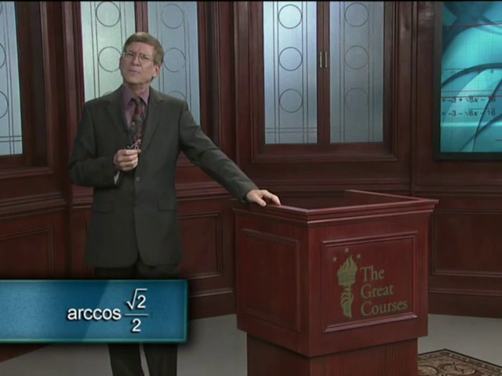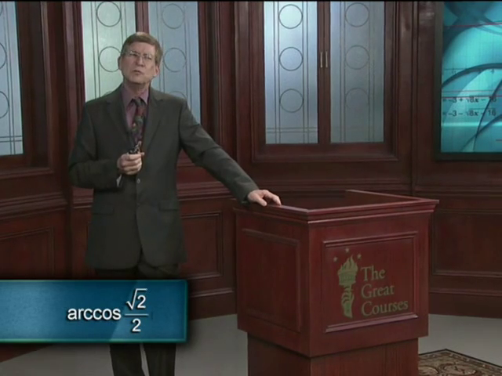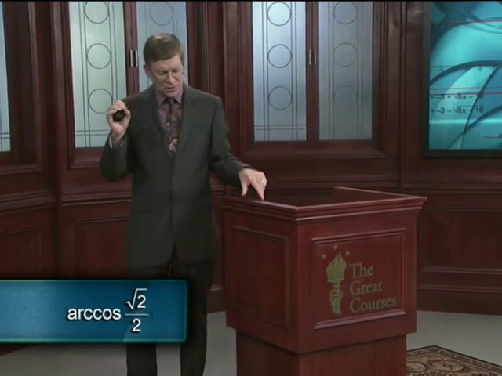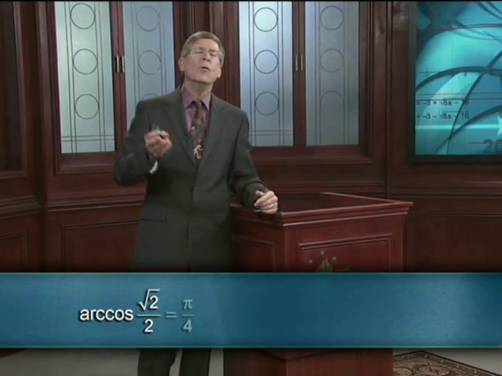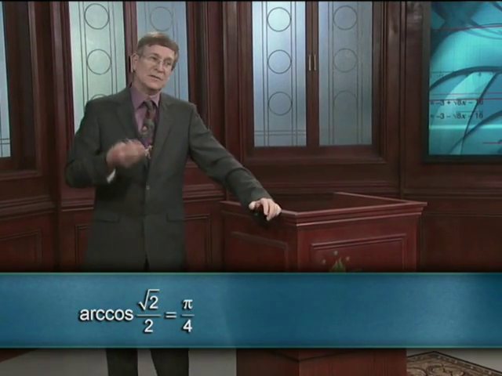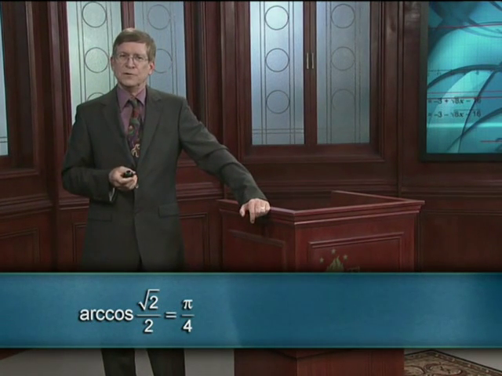Okay, let's step back and do some computations. Make sure we're comfortable with these definitions of inverse cosine, inverse tangent. What would the arc cosine of square root of 2 over 2 be? Well, we're asking the following question. Can you find an angle, some angle, whose cosine is square root of 2 over 2? Oh, pi over 4. Yeah, that's a 45-degree angle. That is arc cosine of square root of 2 over 2.